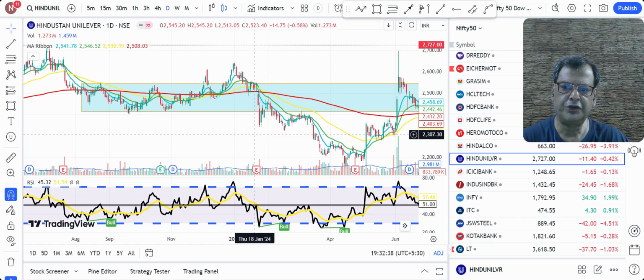So, friends, I hope you understood what market structure is. The market can have only three structures. It can either be in a bull, it can be in a bear, or it can be range bound, which is what I showed you.